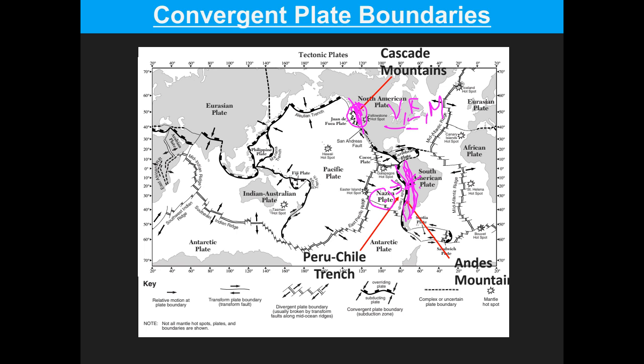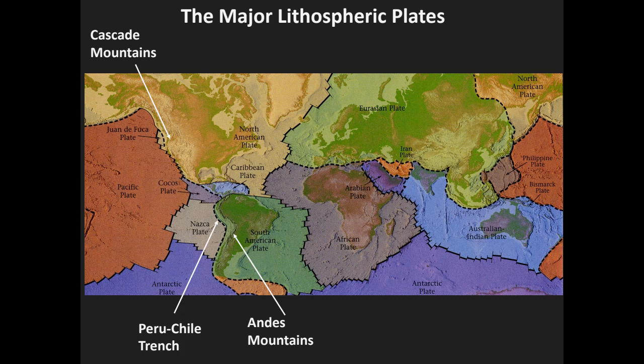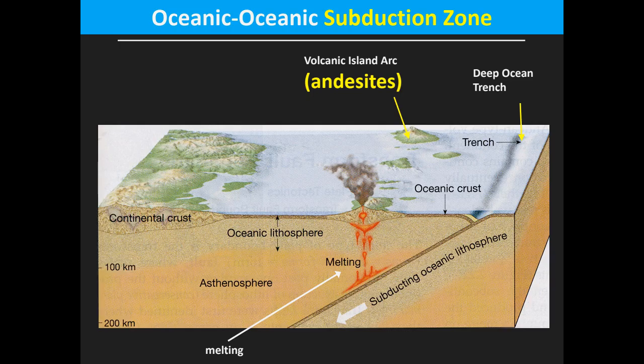Same map, same examples in this colored map. The other example of the convergent boundary is oceanic-oceanic. You can see here an oceanic plate colliding with another oceanic plate. Remember, this island here didn't exist at the time. There is no island yet.